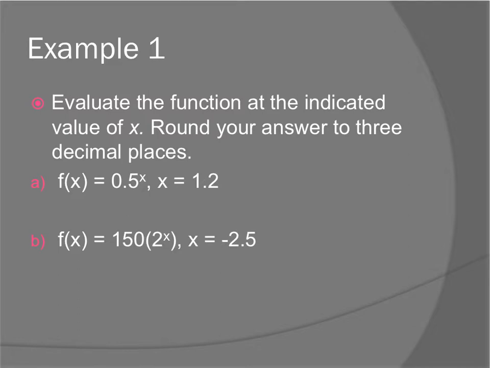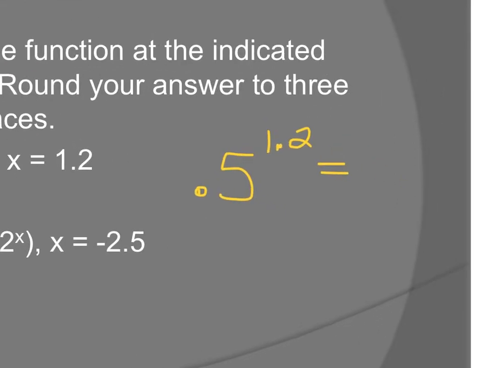Let's check each other. If I have f of x equals 0.5 to the x power and they say to evaluate at 1.2, what you're doing is you're taking 0.5 and plugging in the exponent 1.2. So when you do that, 0.5 to the 1.2 power, what do y'all get? 0.435275. Okay, round your answer to 3 decimal places. 0.435. Do we agree? Yes.